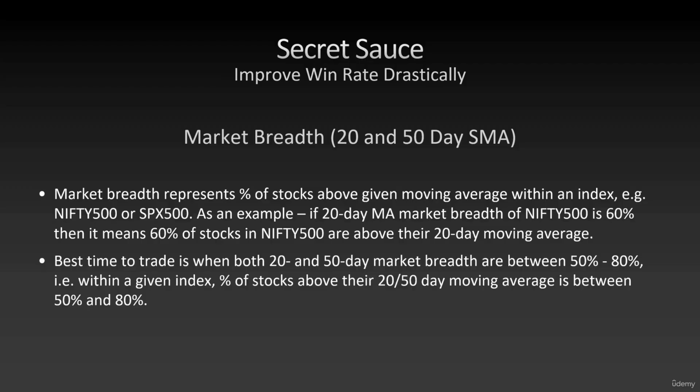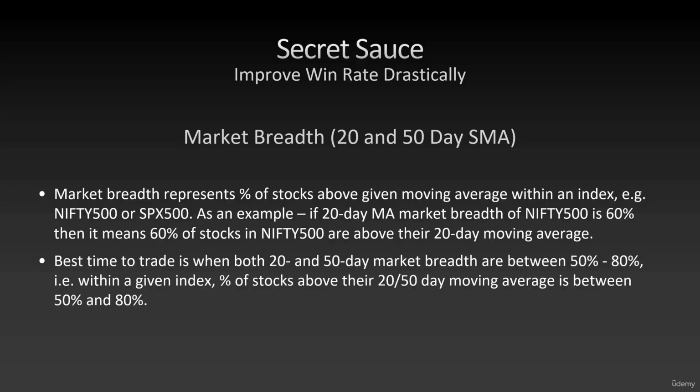So basically the winds are in your favor, and that improves the chances of your trade working drastically, because as I said, this is primarily a long only strategy, and we are going to take long trades. So if more than 50% of the stocks are moving in your favor, you have already improved the chances of your trade working, right? Best time to trade is when both 20-day and 50-day market breadth are between 50% to 80%.